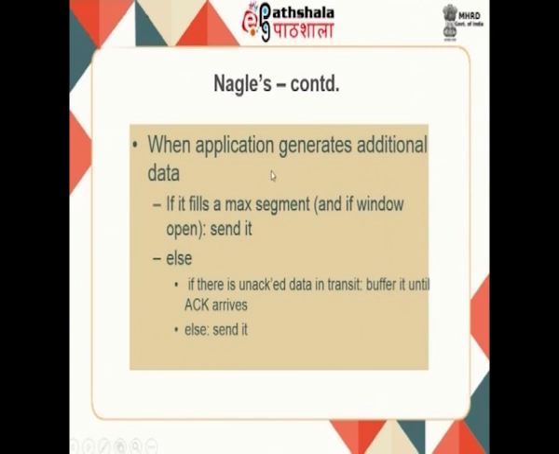This is what Nagle's algorithm is. Okay. So, what it says is when an application generates additional data, if that data fills a maximum segment, that is, it is greater than one maximum segment size of data and you have enough window size, just send that data. Otherwise, if there is some unacknowledged data in transit, that is, you have sent some data for which you have not yet received an acknowledgement, you buffer that small amount of data until that ACK arrives, okay? And only when that ACK arrives will you send the data. Otherwise, if there is no unacknowledged data and there is only a small amount of data that needs to be sent, you will send it. Okay. This way Nagle's algorithm tries to reduce the number of small packets that are sent.